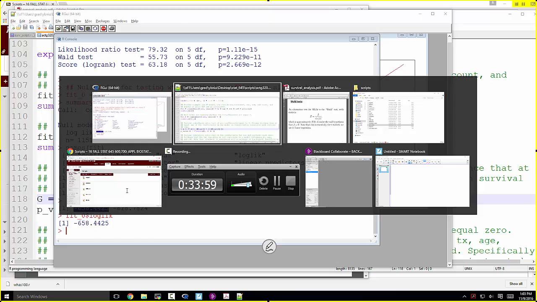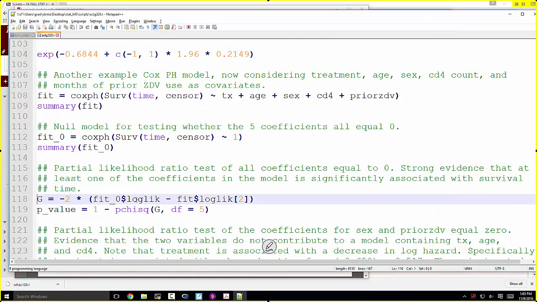So I'm going to do this: this is the null log likelihood, and the second element of that first one is the unrestricted log likelihood. So this capital G is a likelihood ratio statistic, -2 times the log likelihood ratio, or -2 times the difference of the log likelihoods, or -2 times the log of the ratio.